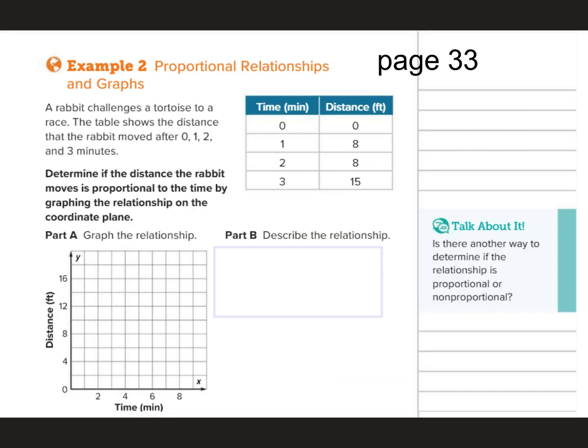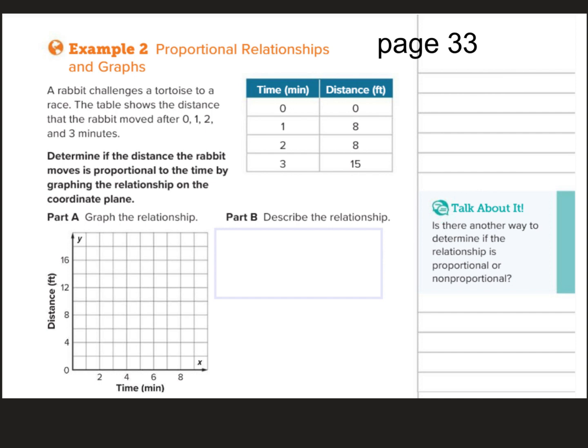All right, now you're going to go ahead and flip the page to page 33. Starting at the top, we have example number 2. Again, same type of situation except different information, right? So let's go ahead and graph this relationship first. We do start out with 0, 0, so it does pass through the origin, which means that there's potential for this to be a proportional relationship.